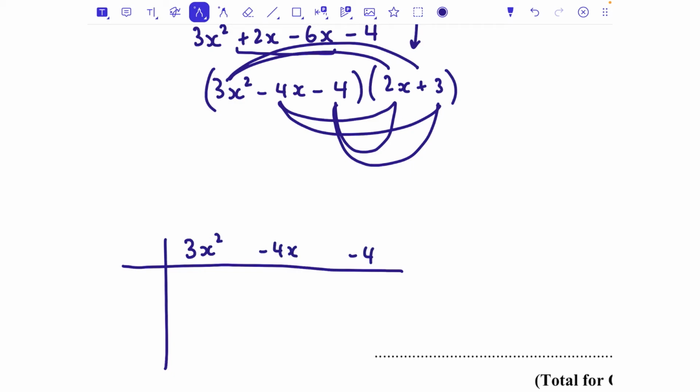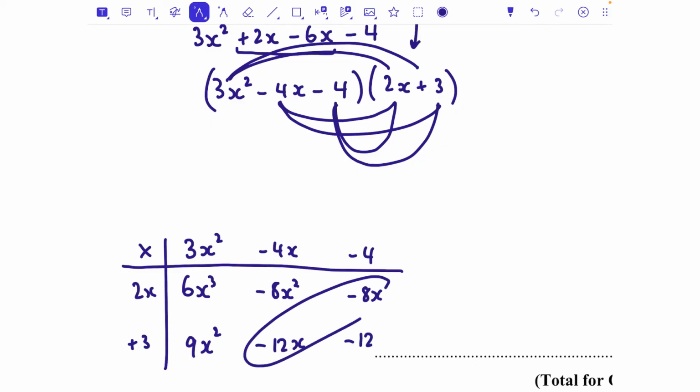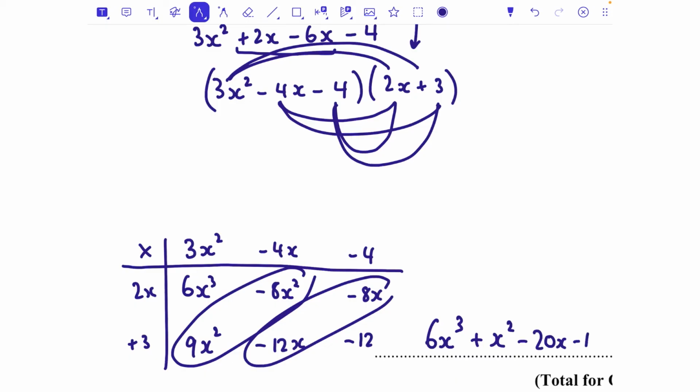This is another way of doing it where you can just lay it out in a table and we're multiplying these things together. So 3x squared times 2x is 6x cubed, minus 4x times 2x is minus 8x squared, minus 4 times 2x is minus 8x. And then I've got 3x squared times 3, which is 9x squared, minus 4x times 3, which is minus 12x, and minus 4 times 3, which is minus 12. You can then collect the like terms like this. So that gives me 6x cubed, add x squared, because I've just got 1x squared left, minus 20x minus 12.